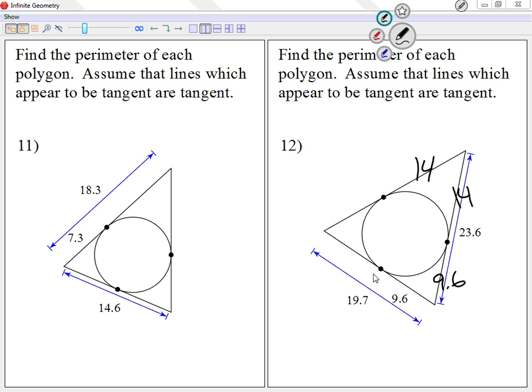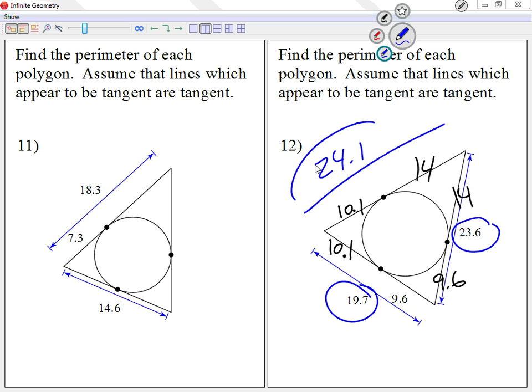Now, looking here at the bottom, this is 9.6. I'm going to say the remaining is 10.1, because I subtracted 19.7 minus 9.6. So this is 10.1. This other side is 10.1. So for my perimeter, I'm going to add 19.7 plus 23.6 plus 24.1. And I'm adding the whole side.